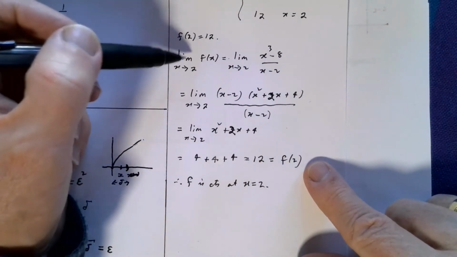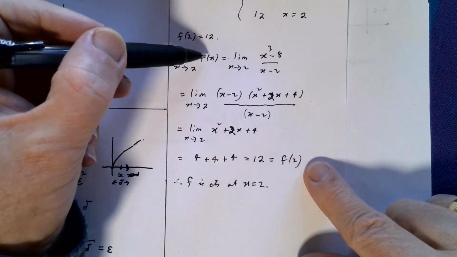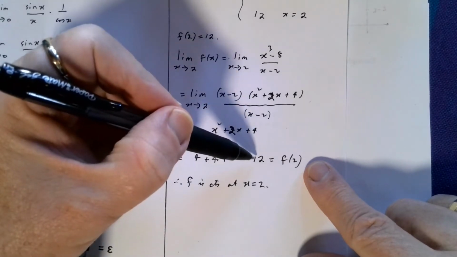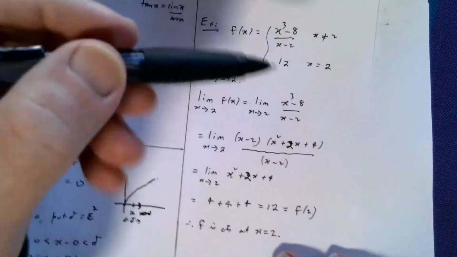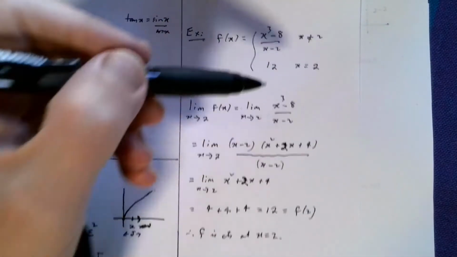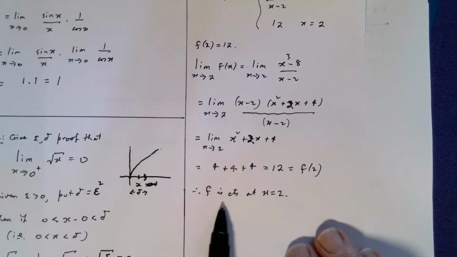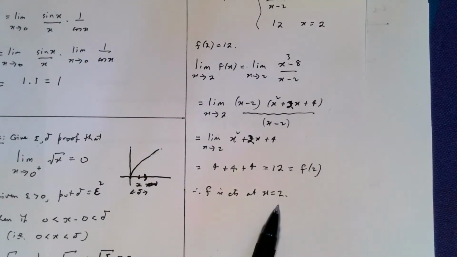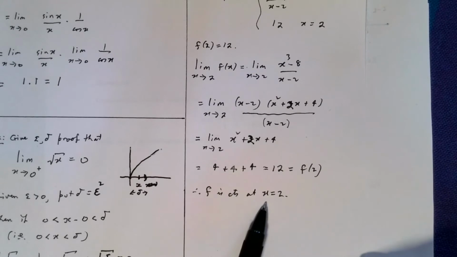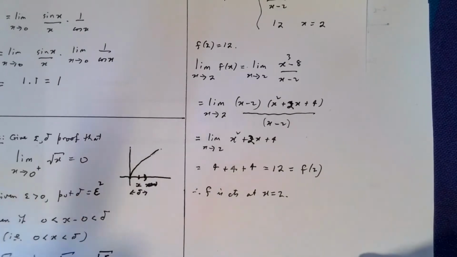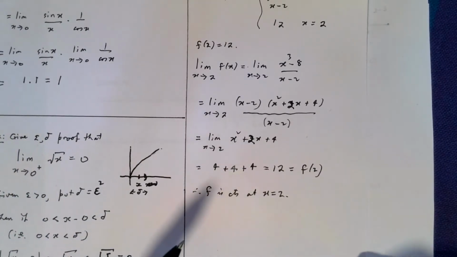So we've shown that the limit as x goes to 2 of f of x exists and equals 12. And that is the value of the function at x is 2. So our conclusion then is that f is continuous at x equals 2. And that's all we had to do there with that one. So that's, I hope, a fairly straightforward way of defining what we mean by continuity at a point. Now this is continuity at a particular point at this stage. We'll talk about continuity more generally in a moment, but that's the basic key idea there.